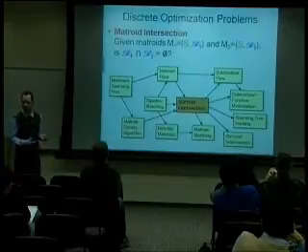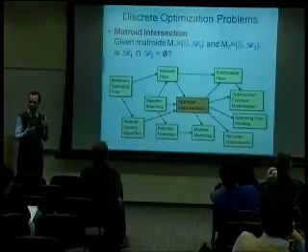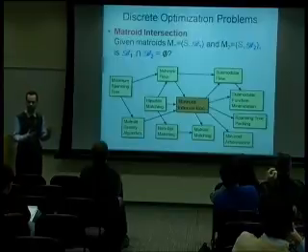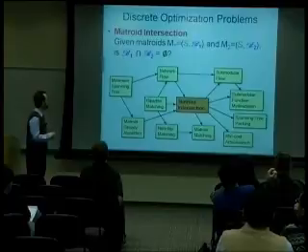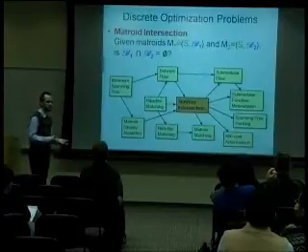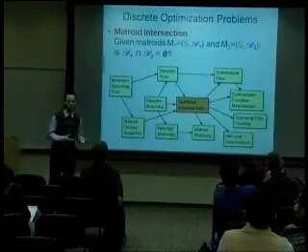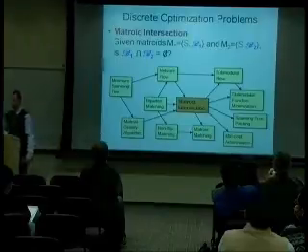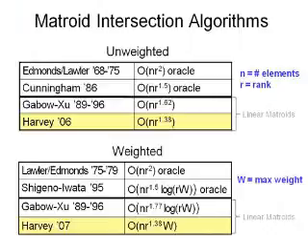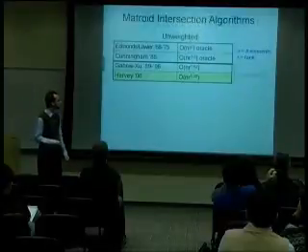So what is matroid intersection? It's very simple. Suppose I have two matroids, M1 and M2, on the same ground set with base families B1 and B2. We'd like to decide, do they have a common base? Is the intersection of their base families empty or not? And this problem has been studied for a long time, dating back to the work of Edmonds in the 60s.